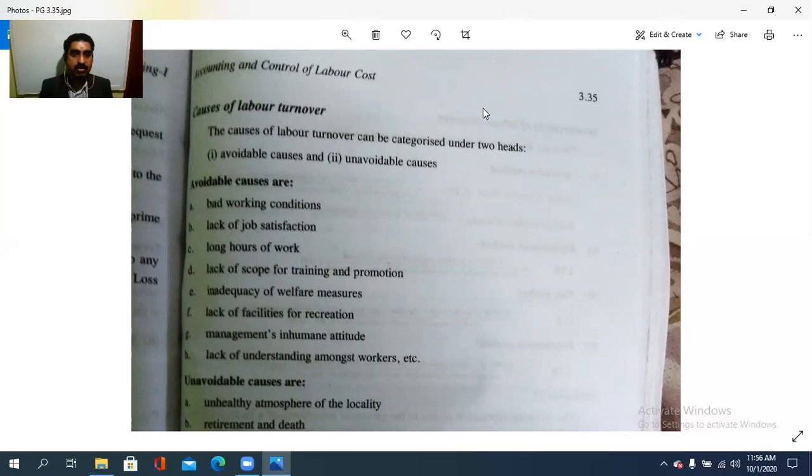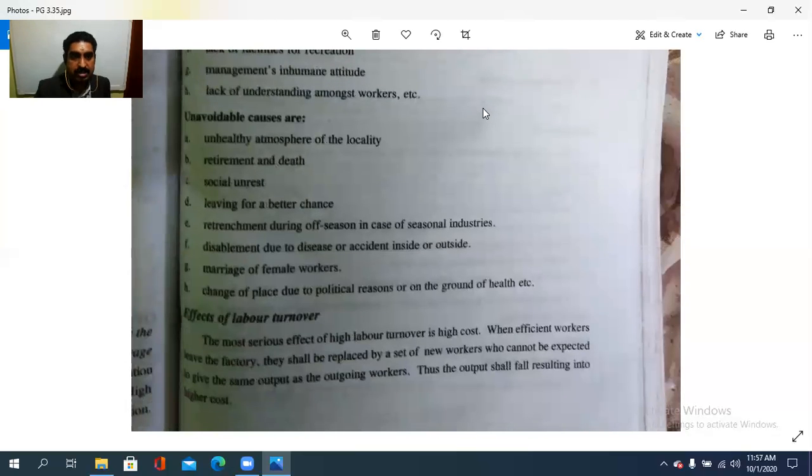Then lack of facilities for recreation, that is, not always only work, but some recreation so that their minds are happy. Then management's inhuman attitude, and the lack of understanding among the workers; unable to understand other workers, some may leave. Such causes can be avoidable, while there are some unavoidable causes.